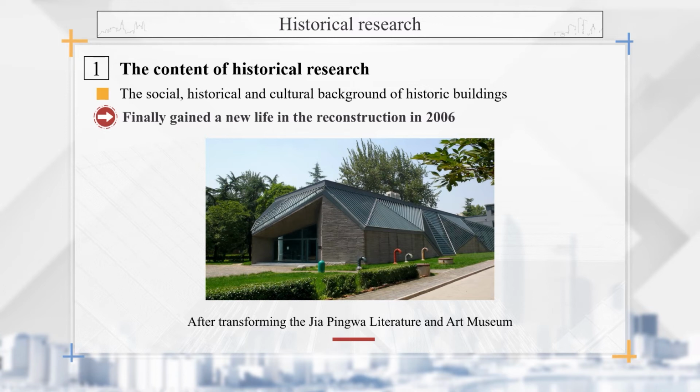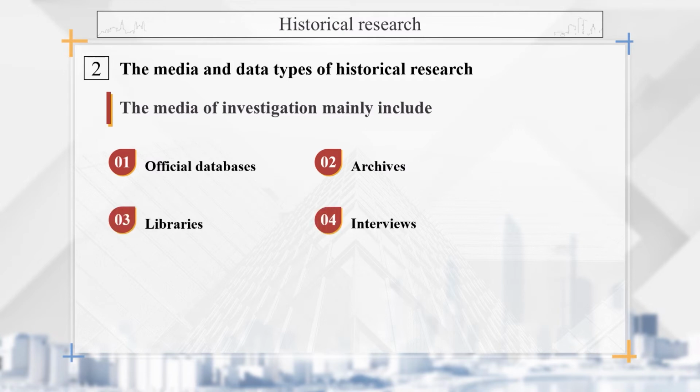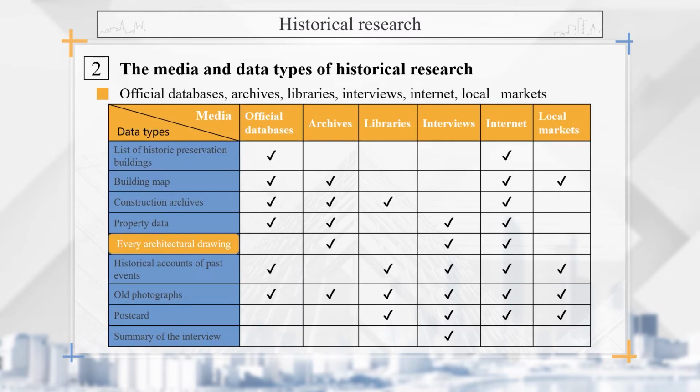This is a research on the social, historical, and cultural background. Now I will introduce the method and data types of historical research. The methods of investigation mainly include official databases, archives, libraries, interviews, internet, local markets, etc. For example, if you want to investigate the drawings of the building, we can go to the internet, interviews, or the city archives to get them.